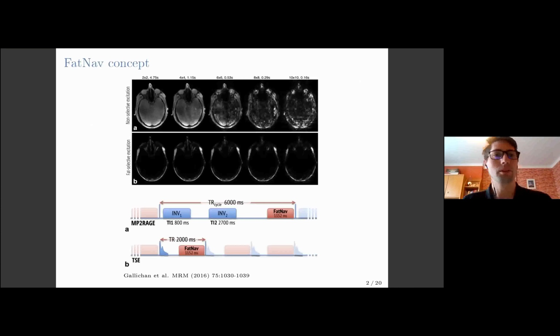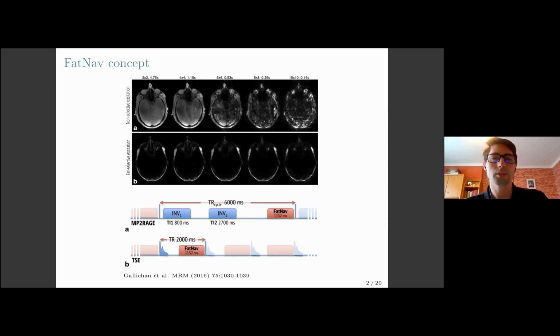The basic concept of FatNavs we've taken from Dan Gallichan's paper, in which he showed that for head motion correction, it may be quite beneficial to use the fat signal, which is located mostly around the scalp of the patient's head. And well, this signal is usually not needed for the host sequence, so we can get rid of it anyway by exciting it for the FatNavs. And also the signal is quite sparse, so even with really high GRAPPA acceleration factors, it's still quite readable. So we can acquire those fat navigators really fast.